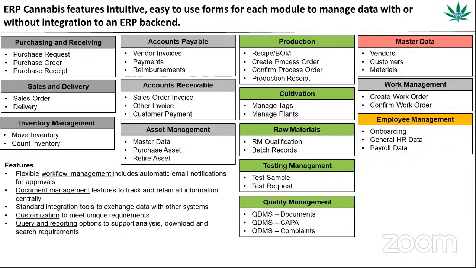On ERP Cannabis, you can manage your operations in a digital environment. You can manage your accounts payable, accounts receivable, production, raw material management, quality control, asset and maintenance management, and many other operations. The system is modular, so you can pick and choose any module that you like. Some of our customers start with a couple of modules. Some of them get the full set, and they go paperless altogether for all of their operations.